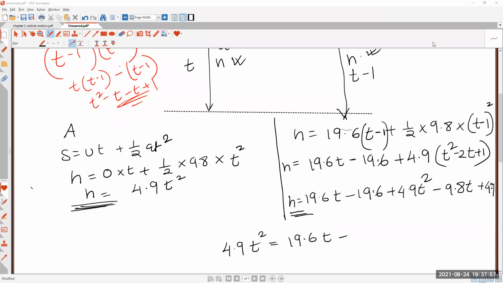There's my pen. Okay. Here you will get 19.6 t minus 19.6 plus 4.9 t square minus 9.8 t plus 4.9.